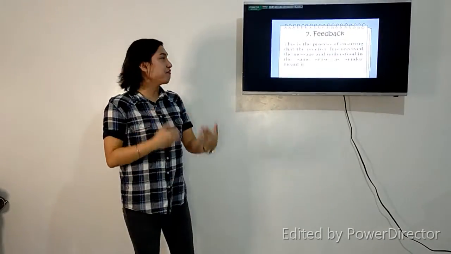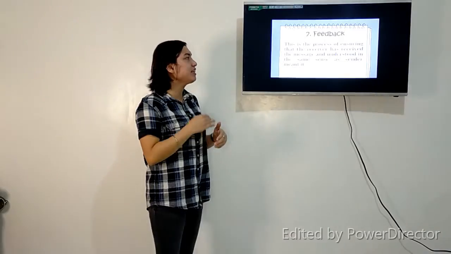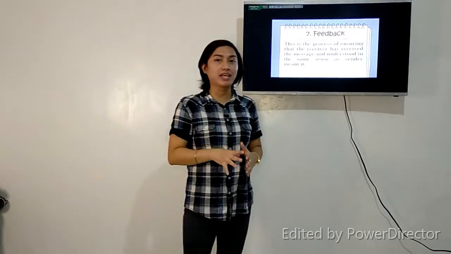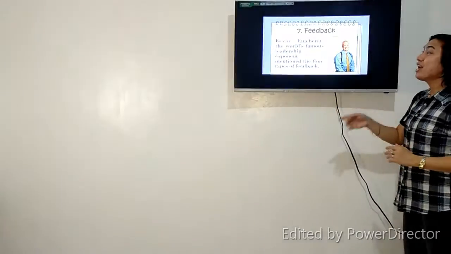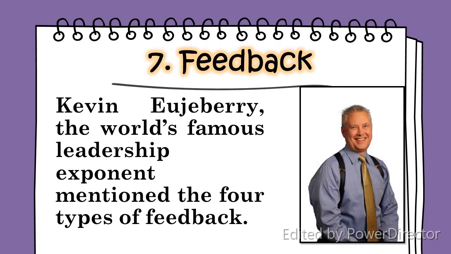The seventh element of communication is what we call the feedback. This is the process of ensuring that the receiver has received the message and understood it in the same sense as the sender meant it. In layman's terms, the feedback is what we call the response. Kevin Berry, the world's famous leadership exponent, mentioned the 4 types of feedback. Let us find out what those are.